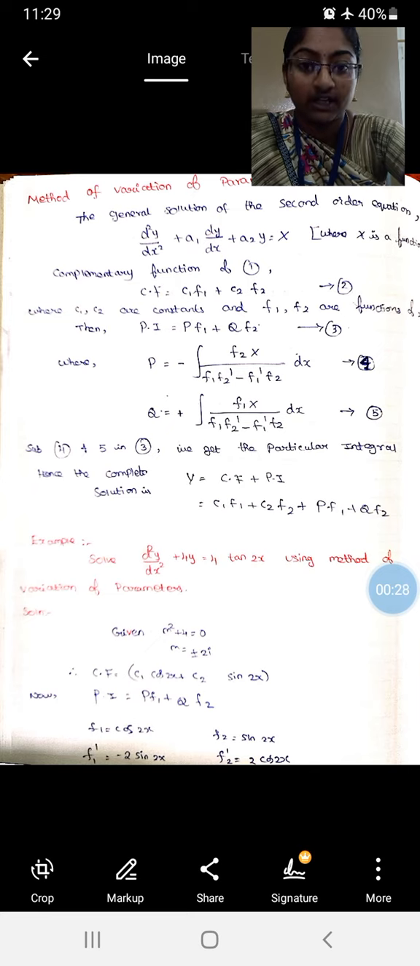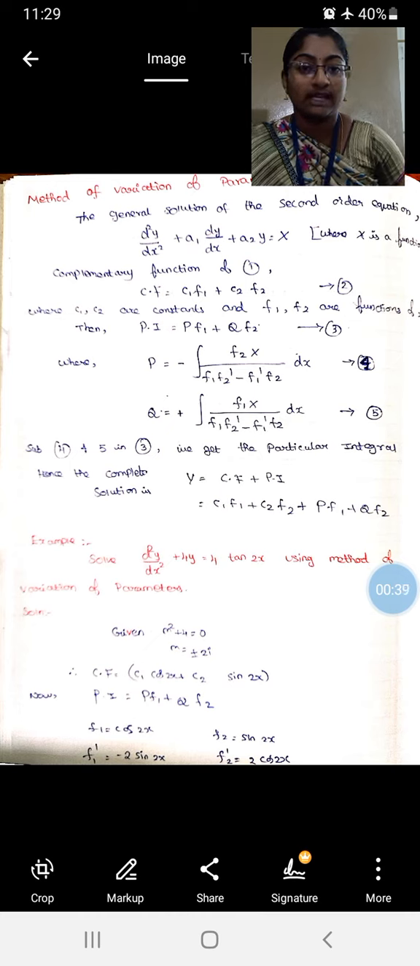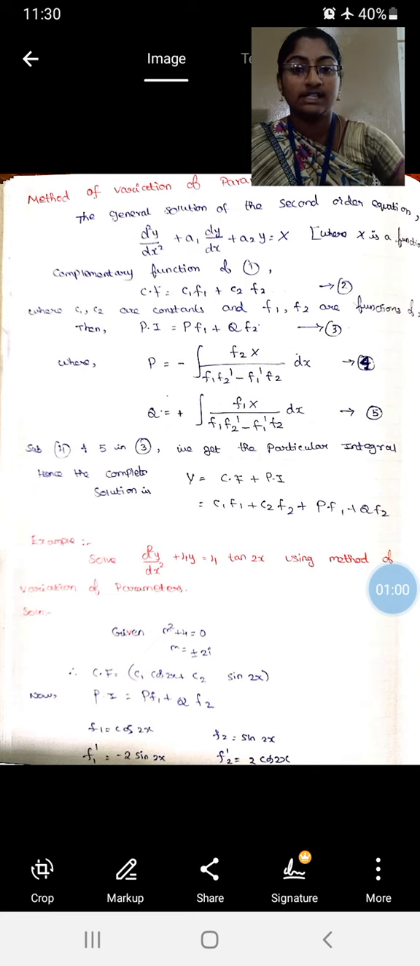See the PDF, and the general second order equation is d square y by dx square plus a1 dy by dx plus a2 y equal to X, where X is a function of small x. So the complementary function of equation 1 is c1 f1 plus c2 f2, where c1 and c2 are constants and f1 and f2 are functions. Then we know the particular integral is p f1 plus q f2. Now this is the third equation.